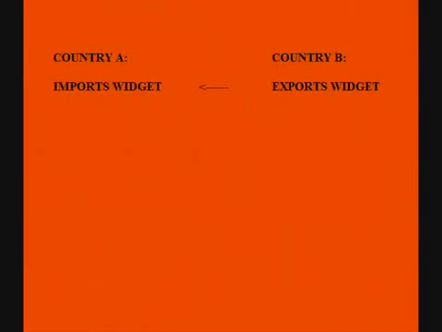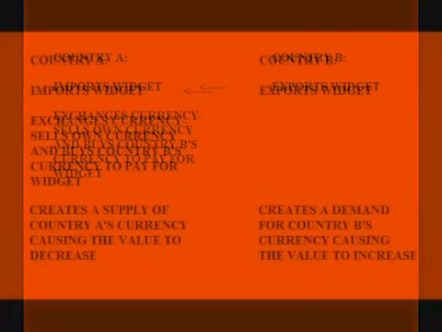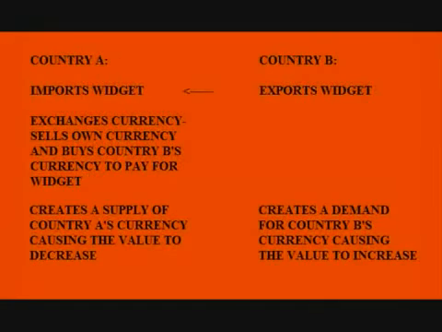Let's say a company or person from country A buys a good or service from a company in country B. The company or person from country A pays for that good or service. In the process, the money the person or company pays gets exchanged from country A's currency into country B's currency. This means the person or company is selling the currency from country A and then buying the currency from country B. This adds supply to the currency from country A, causing it to weaken, and adds demand to the currency from country B, causing it to strengthen.